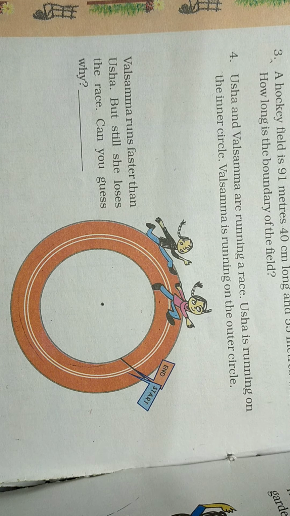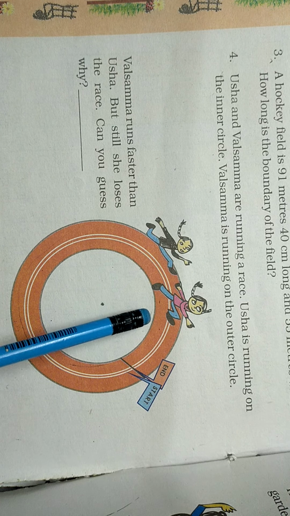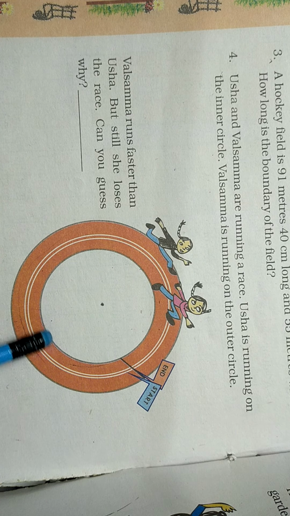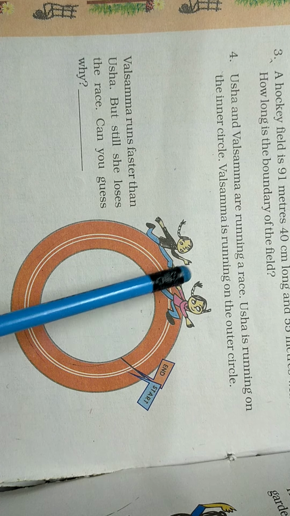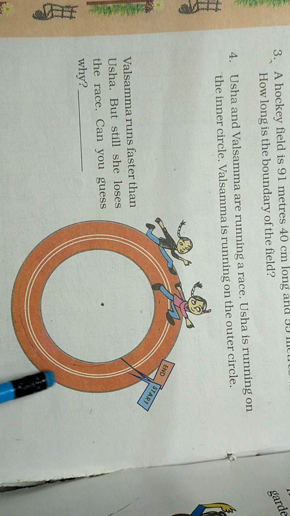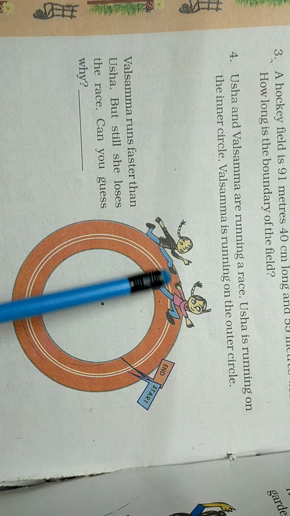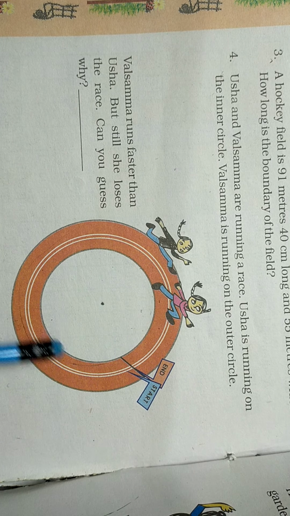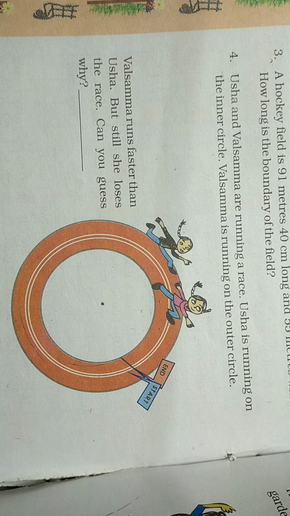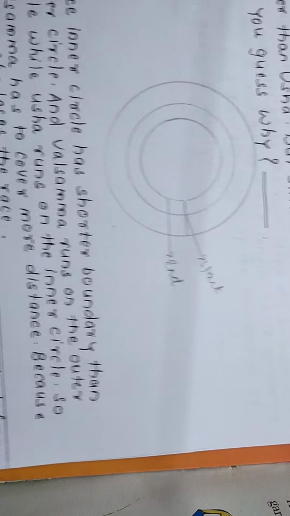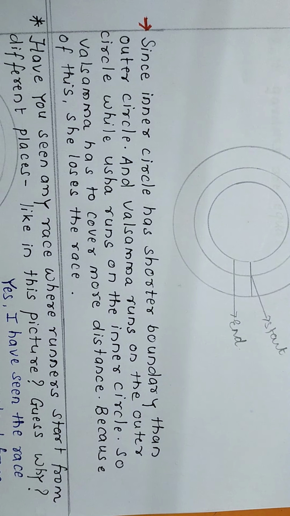Can you tell me? So the reason is that the length of the boundary of the inner circle is smaller and the length of the boundary of the outer circle is greater. So though she runs very fast, Usha will win the race and Valsamma has to lose the race. So I have written the question here and the answer also. What answer have I written?